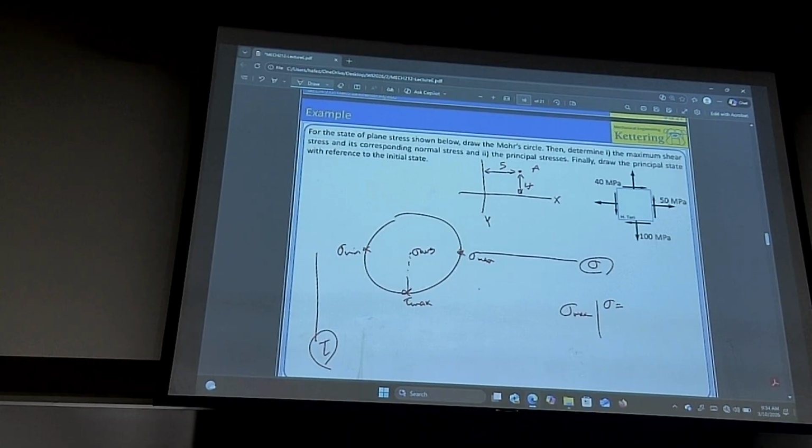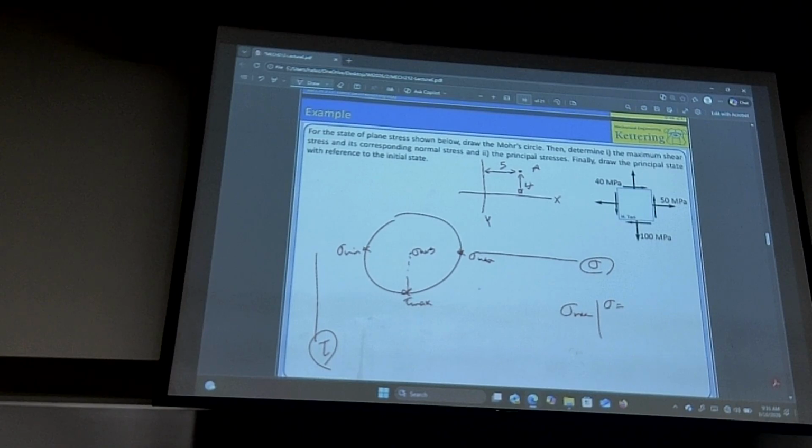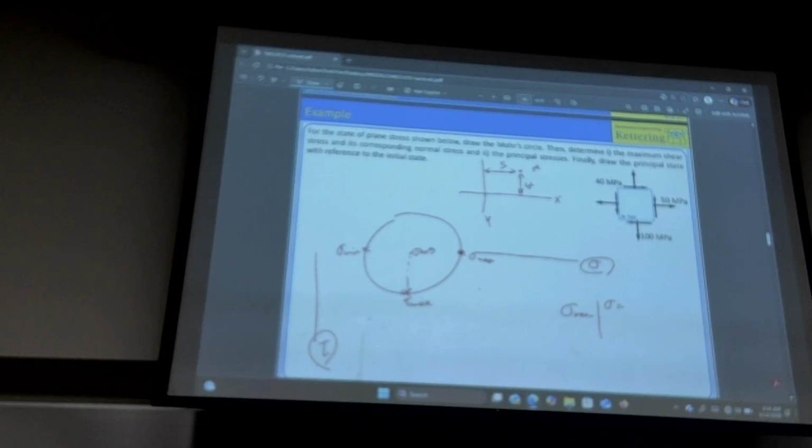What are the coordinates of sigma max? How far should you go to the right on the sigma axis? I gave you the label. Sigma average is here. This point is however much sigma max is. Go sigma max to the right. And then how much should you go up or down? You don't go up and down, so 0. The coordinates are sigma max, 0. You said it.